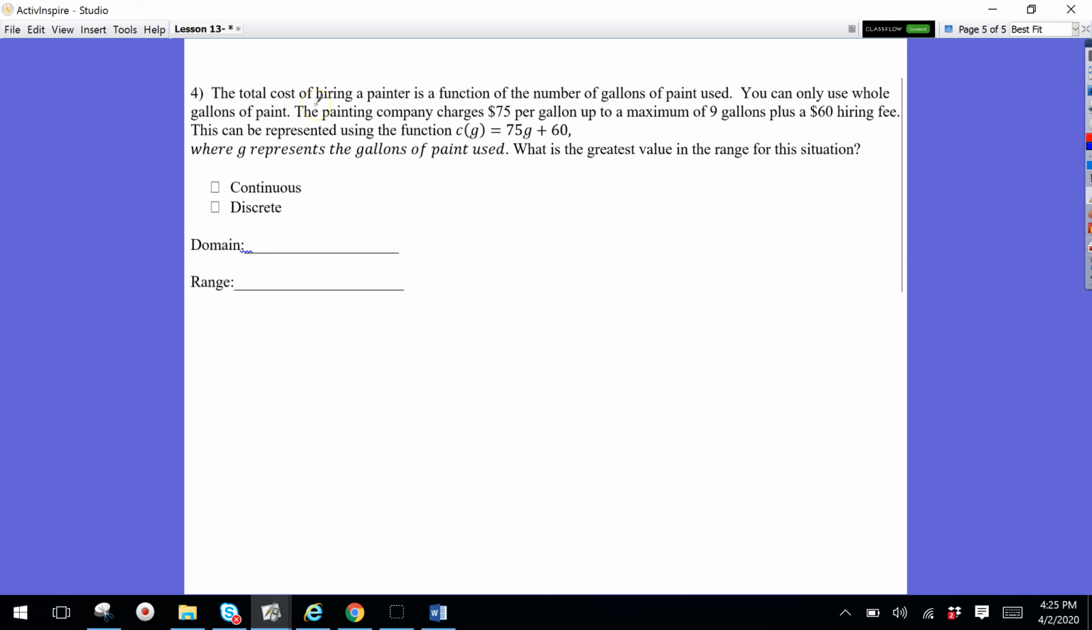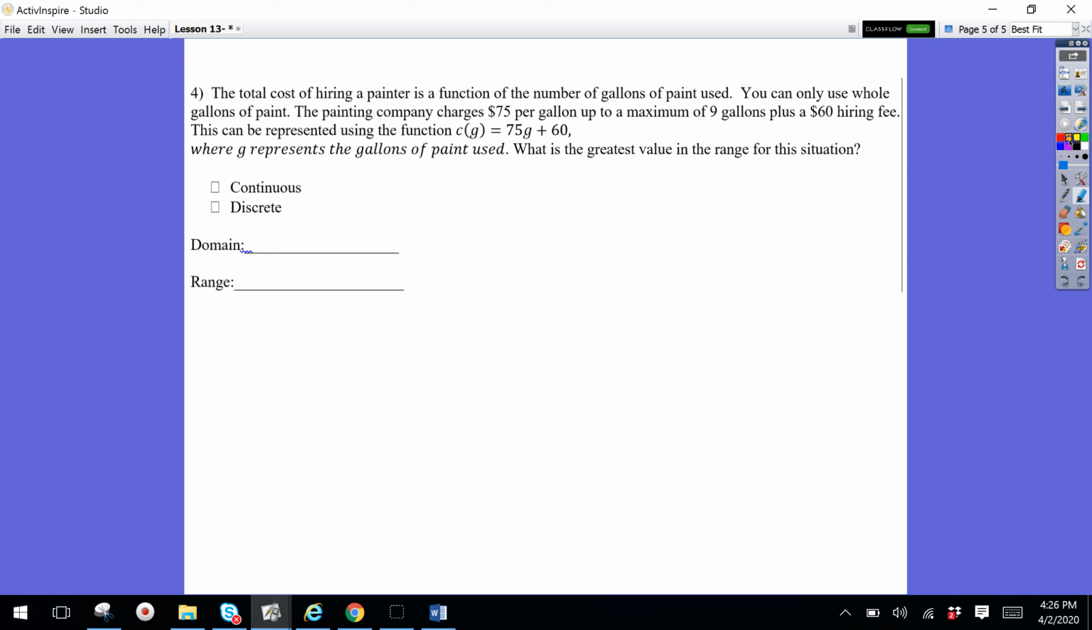So in this example, we're talking about that the cost of hiring a painter is a function of the number of gallons of paint used. So again, my function is the cost of hiring a painter. So that's obviously my range, and it's a function of, so the thing that I'm inputting is the number of gallons of paint used. So you can only use whole gallons of paint in this situation. And the painting company charges $75 per gallon up to a maximum of 9 gallons plus a $60 hiring fee. This can be represented using the function.